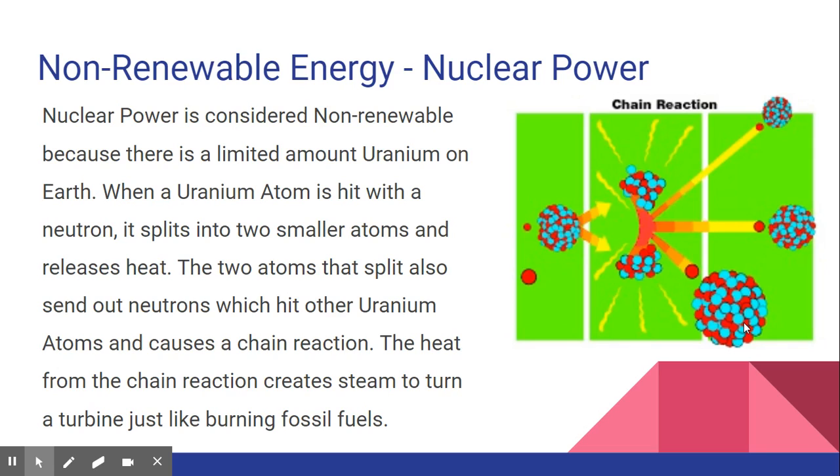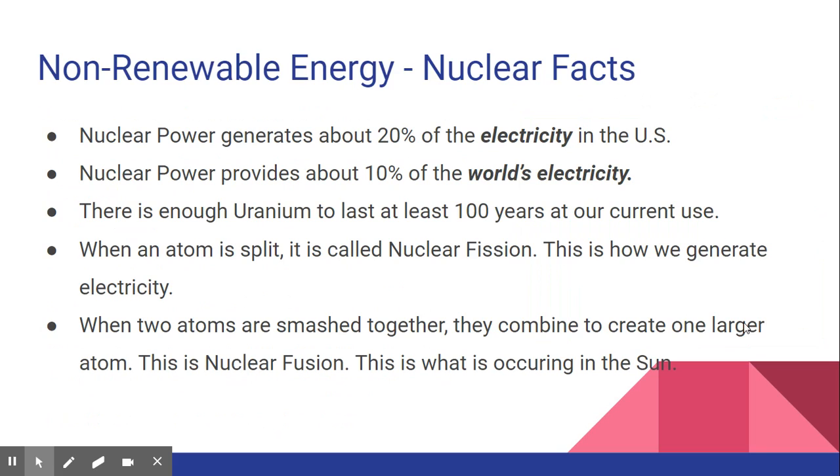But in nuclear power, those atoms, as they break down, release heat. That heat's used just like burning other fossil fuels. It creates steam that turns a turbine and turns a generator to create electricity. Nuclear power is responsible for about 20% of our electricity. And overall in the world it is about 10% of the world's electricity use. And at our current use, we have enough uranium and plutonium to last about 100 more years.